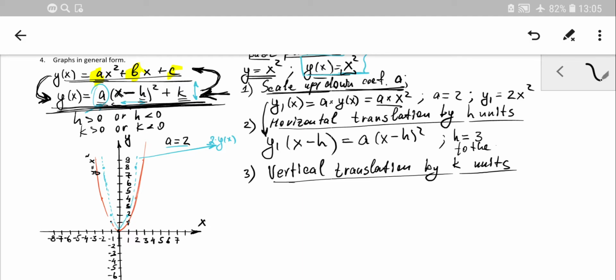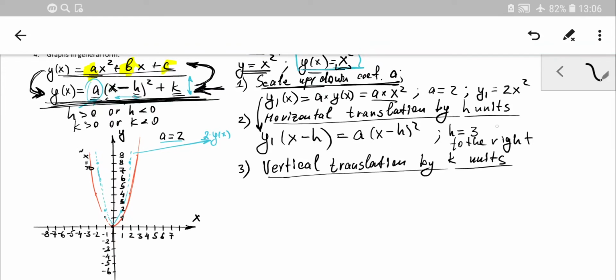to the right. If we translate by 3 units to the right, it means that we'll get y2, which is a function of x, that is simply y1 of the new argument x minus h, because we translate by 3 units. So that's why our function y2 of x, or just simply y2, will be equal to 2 from the previous step. We take into account a equals 2. So 2 times x minus 3, which is squared.